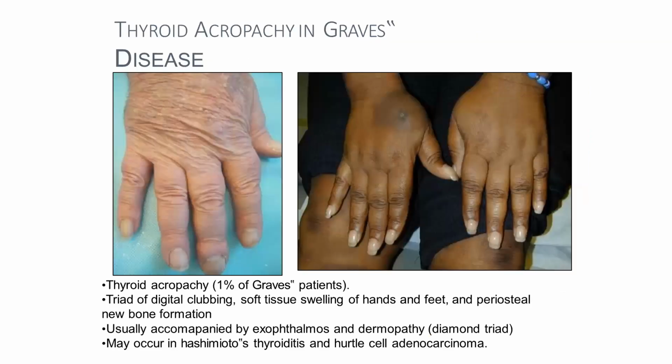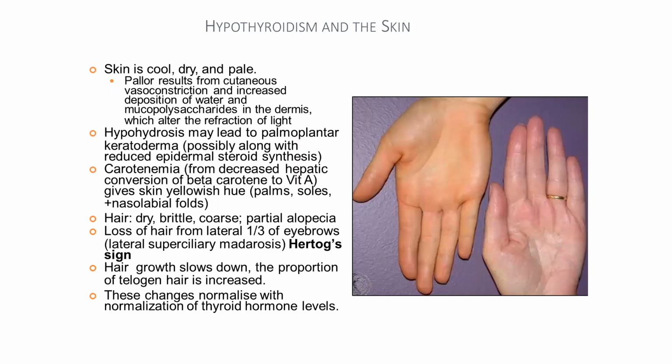Thyroid acropathy in Graves' disease. This includes a triad of digital clubbing, soft tissue swelling of hands and feet, and periosteal new bone formation. It may also be accompanied by exophthalmos and dermopathy, which is called the diamond triad. It may occur in Hashimoto's thyroiditis and Hurthle cell adenocarcinoma.